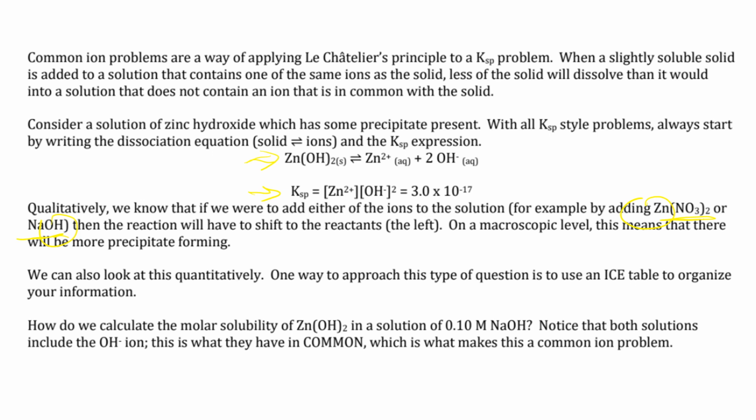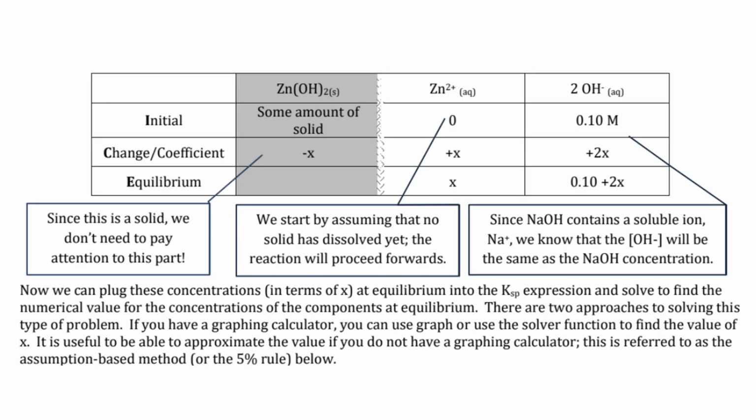Looking at this quantitatively as opposed to qualitatively, we can use an ICE chart or ICE table to organize this information. So the question is, how do we calculate the molar solubility of zinc hydroxide in a solution of 0.10 molar NaOH? Notice that both have the hydroxide ion. That's why it's called a common ion problem, because they have some ion in common. So looking at this, we have our ICE chart kind of set up already for us.